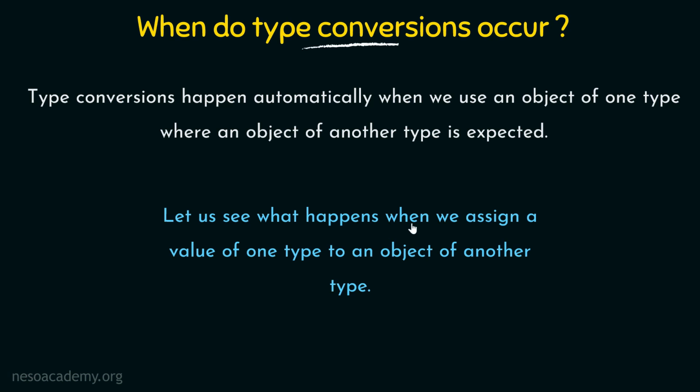Let us see what happens when we assign a value of one type to an object of another type. We are going to take some examples in order to understand this better. We will see what happens when we have an object of a particular type but assign a value of another type. Then we will see how the type conversions take place, and these examples will help us understand type conversions better. Okay, so let's proceed to the examples.